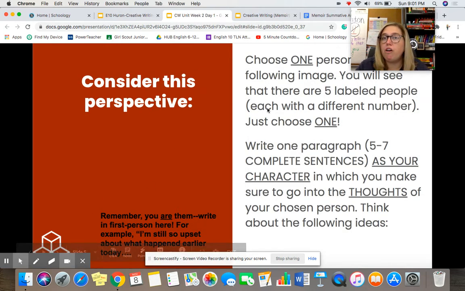So you're going to do a little lesson on perspective, okay? You're going to choose one person from an image I'm going to show you. You will see that there are 5 labeled people, each with a different number. You just need to choose one of the 5 people. Do not write a paragraph on all 5. You write a paragraph about one person. You're going to write one paragraph, 5 to 7 sentences, as your character. So when you pick the person, you are then going to become that person and write the paragraph as if it was them speaking or thinking it, okay?